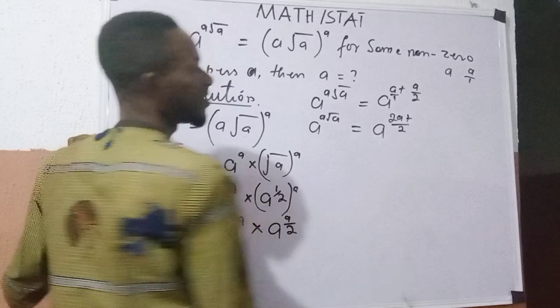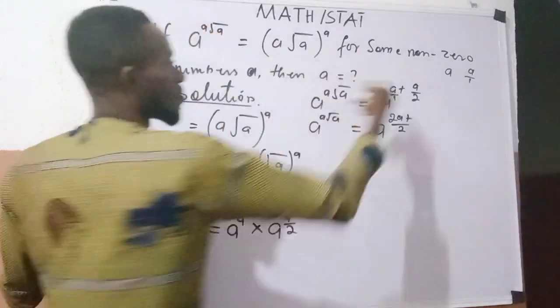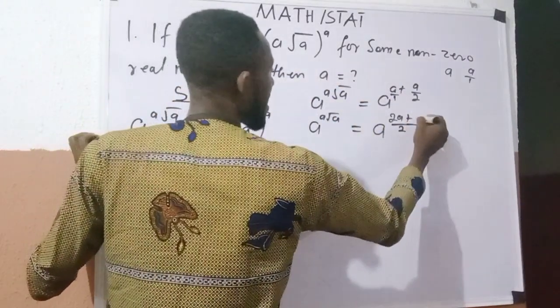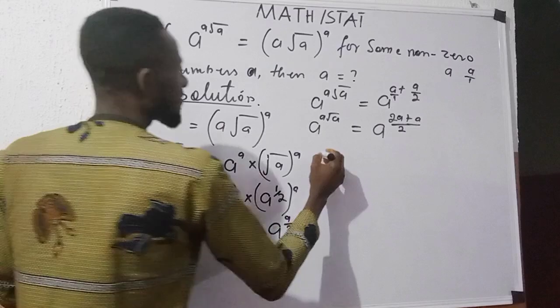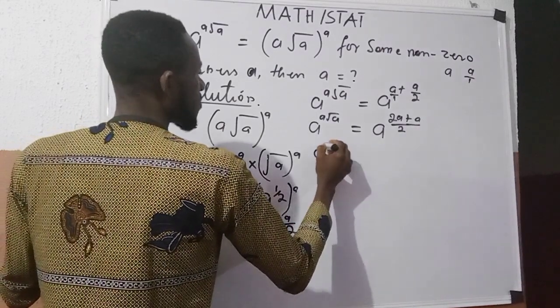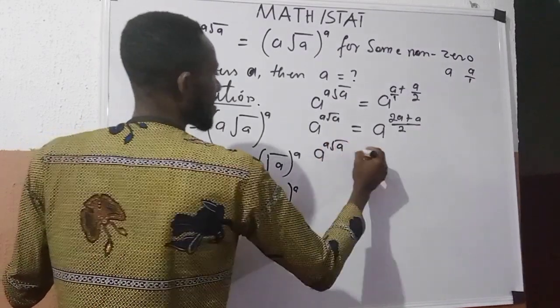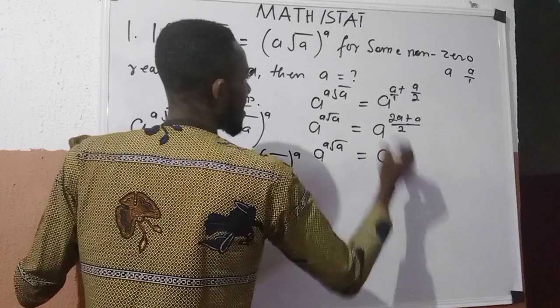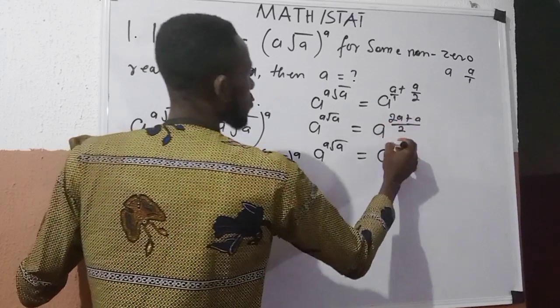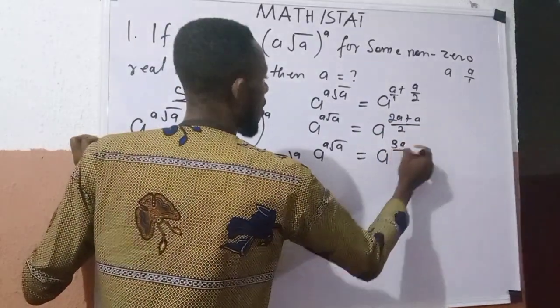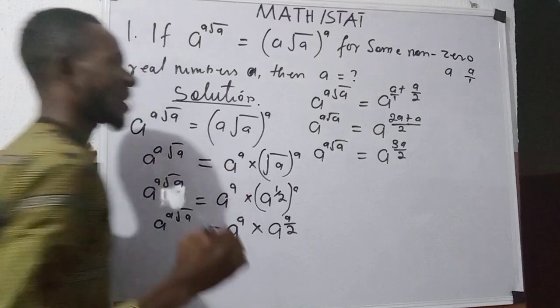2 divided by 2 is 1. 1 times a is a. So what I have here becomes a raised to power a root a is given as a. 2a plus a is 3a all over 2. That becomes that.